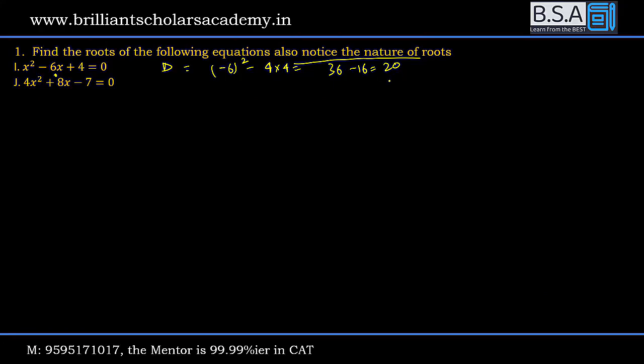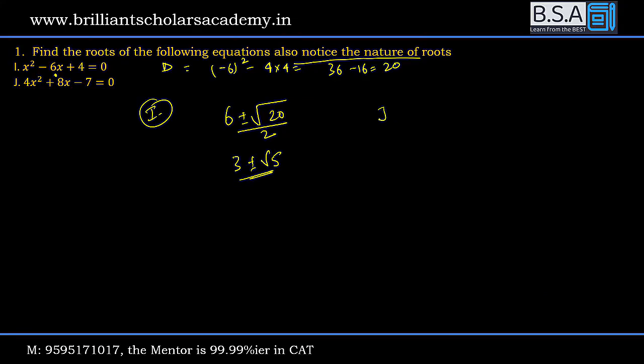But क्या होंगे roots? Let us observe. It will be, I'm solving I. The equation will be 6 plus minus root over 20 upon 2. ये rearrange हम कर लेंगे अपने हिसाब से. तो 3 plus minus root 5. These are the two roots.